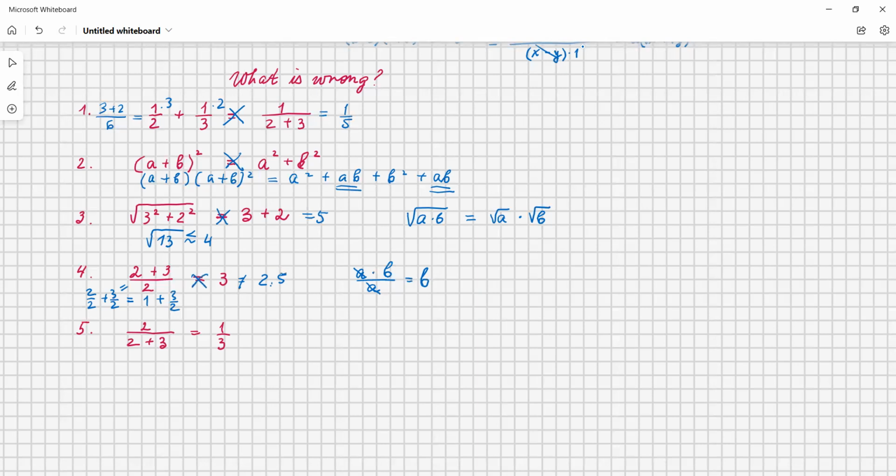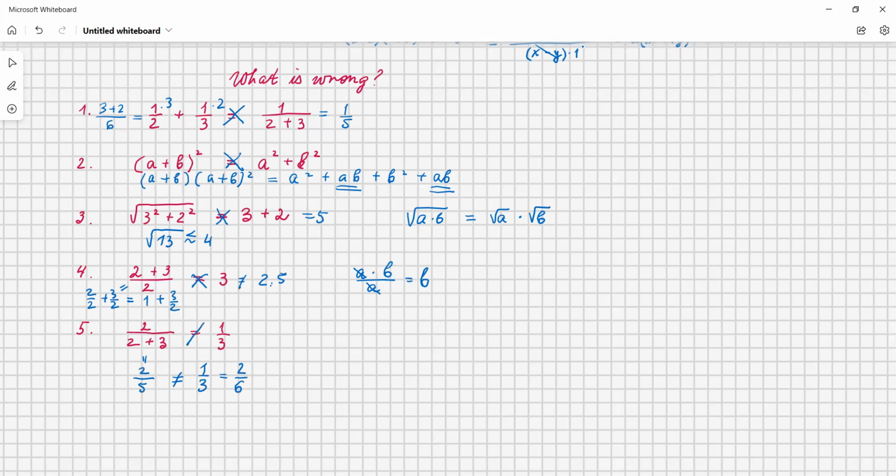Cross. Here, we're making the same mistake, but with the denominator. We're trying to cancel 2, which is not correct because this fraction is actually equal to 2 over 5. And we know that 2 over 5 is not equal to 1 over 3, because 1 over 3, if you multiply it by 2, is going to be 2 over 6. 2 over 6 and 2 over 5. Obviously, 2 over 6 is less, just because you divide the pizza into 6 parts and take 2, or into 5 parts and take 2.